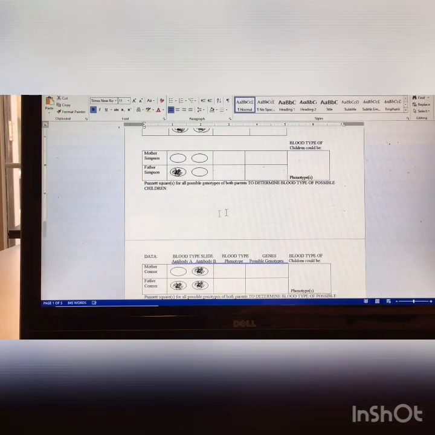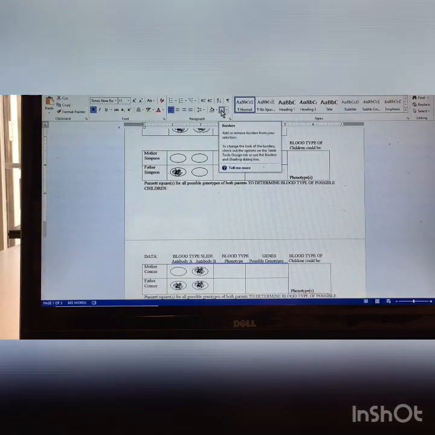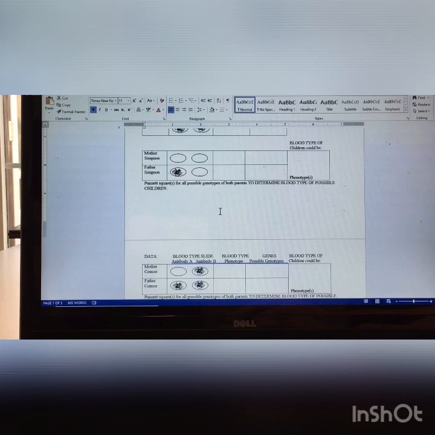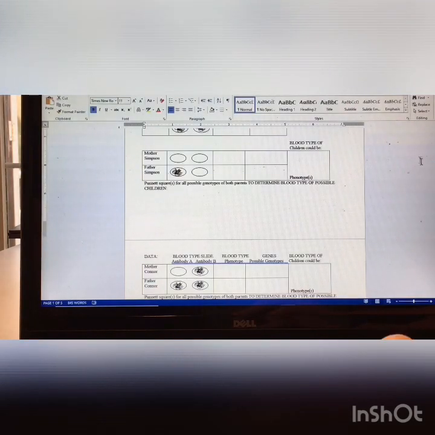You're going to show your blood type Punnett squares by inserting a data table. There's a little icon that looks like a data table; this is Word, but you're going to be doing it in a Google Doc. You're going to do a 2x2 data table, and then you type in it.